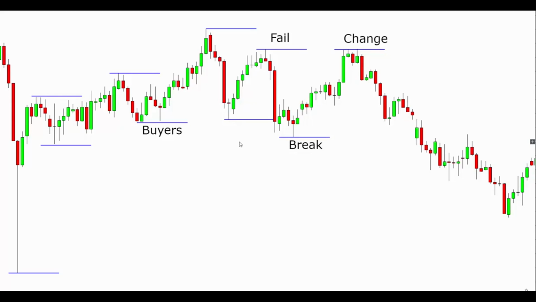So observe that right after buyers fail to break the last higher high, sellers are able to break two significant major lows, which is an entirely new fact in this piece of price action. That should be your second red flag.